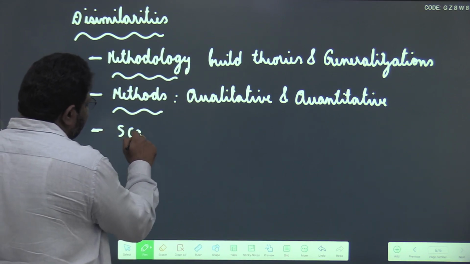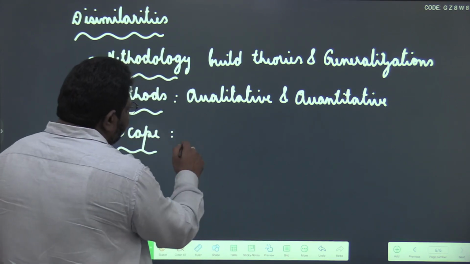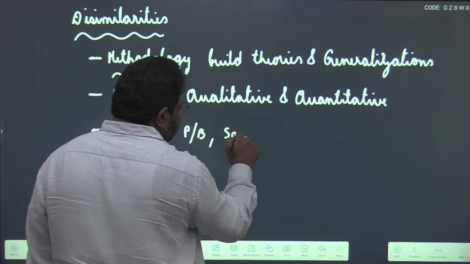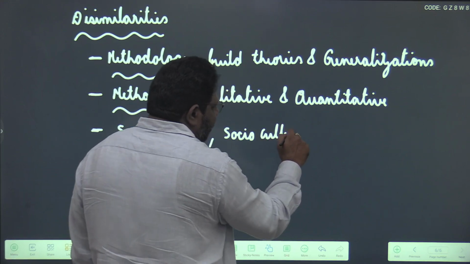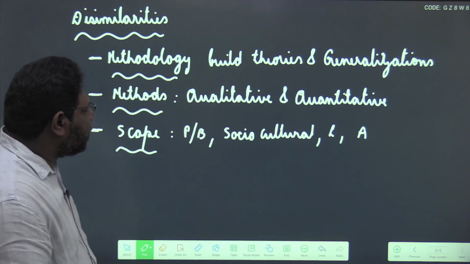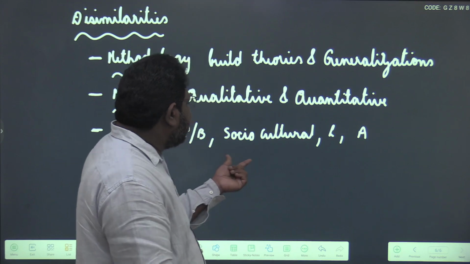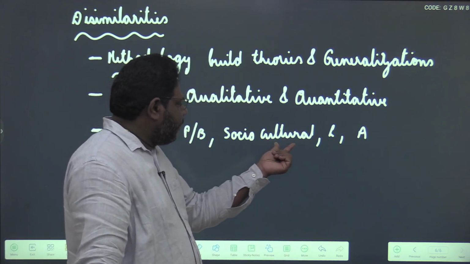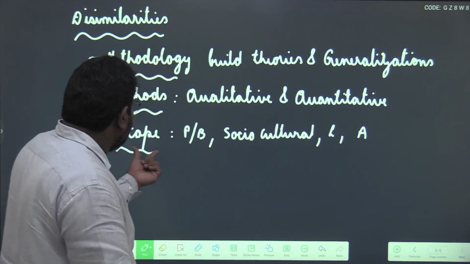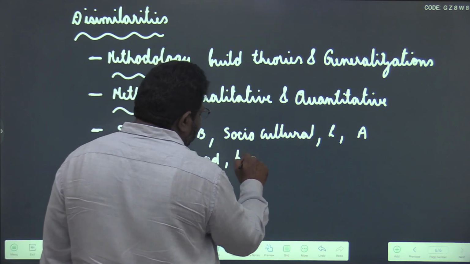So scope. What is the scope? Scope is various aspects of human beings, which includes physical or biological, socio-cultural, linguistic, and archaeological. Humanities do not have the study of physical or biological, linguistic, and archaeological. It has the study of cultural aspects only, and some aspects of society, but not as holistic as here. So we can say that scope is definitely broader. Why? Because of its holistic nature.